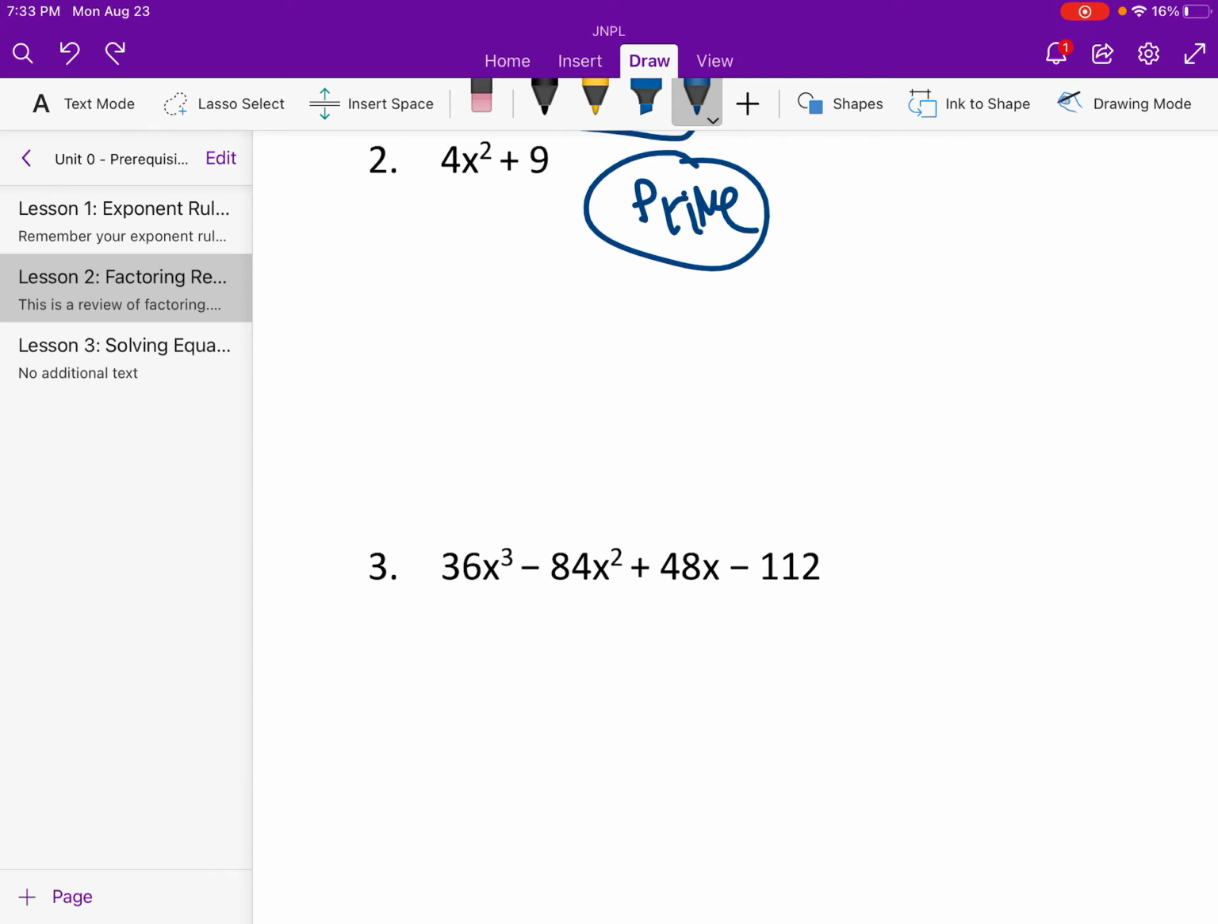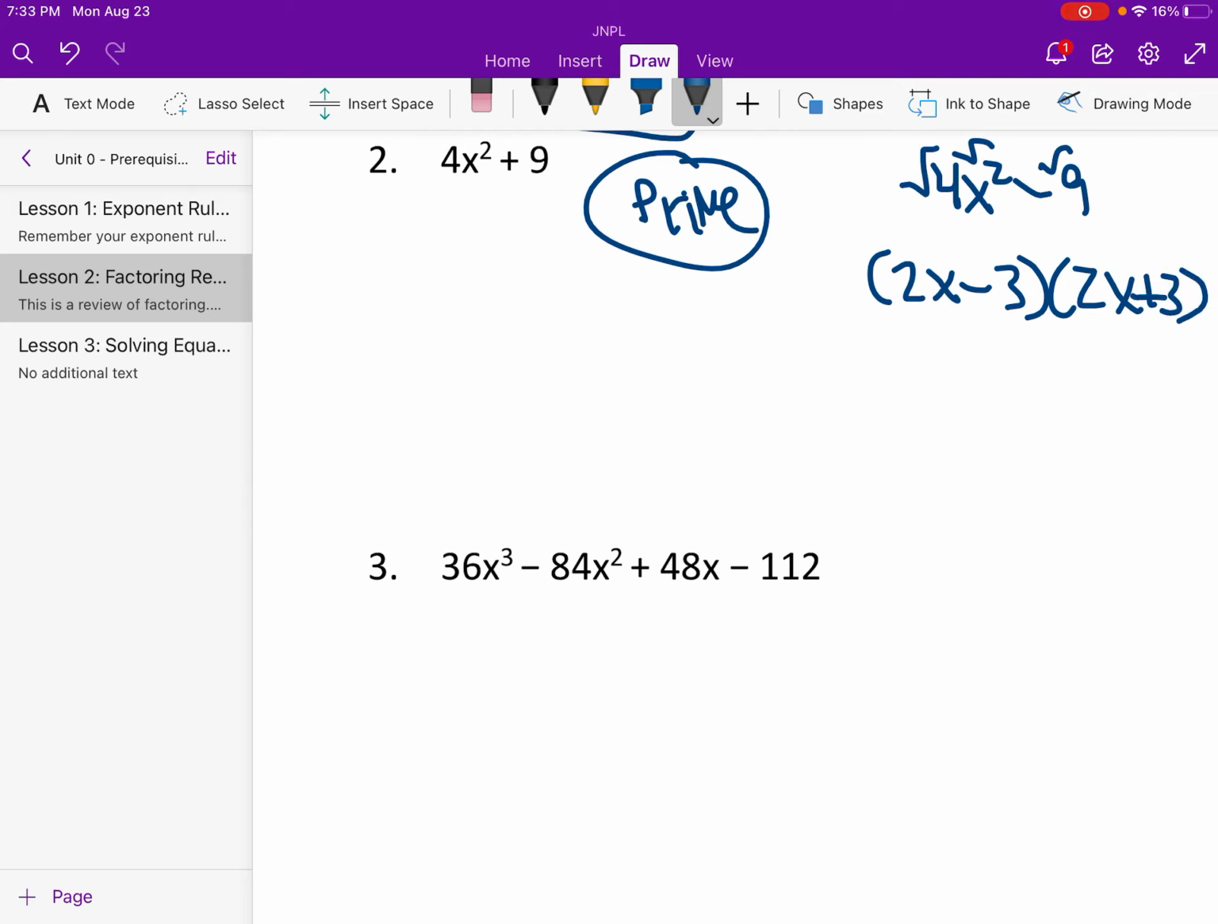So that's prime, but let's do a side note to see what we would do if it was a minus. If it was, then you take the square root of this, this, and this. That would be 2x minus 3. We're not including the minus there. But we need another factor, and in the other factor, we just make that a plus. That would be the answer for that, not this.